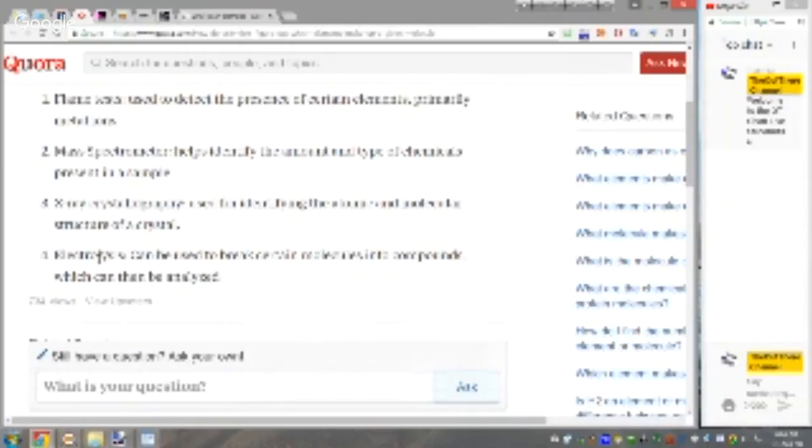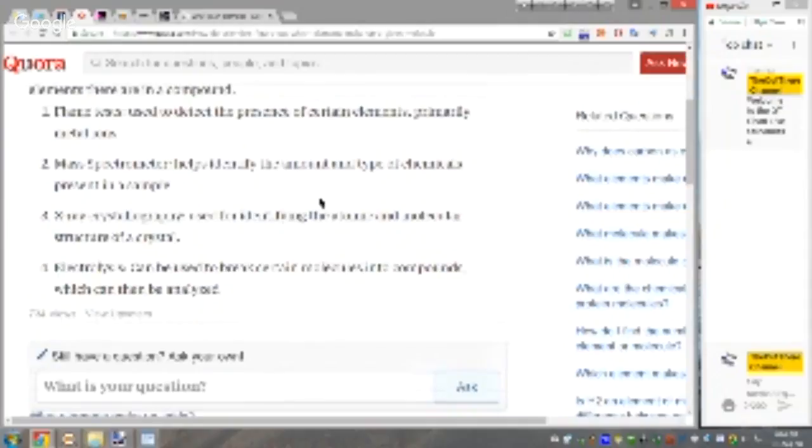And the other one that I was talking about, electrolysis, can be used to break certain molecules into compounds which can be analyzed. Electrolysis, there you go. If I don't think about it, I can say it. This is what happens when you don't sleep very well.